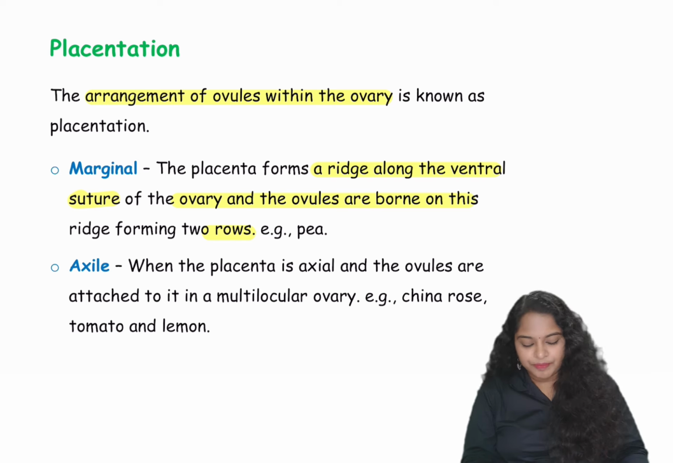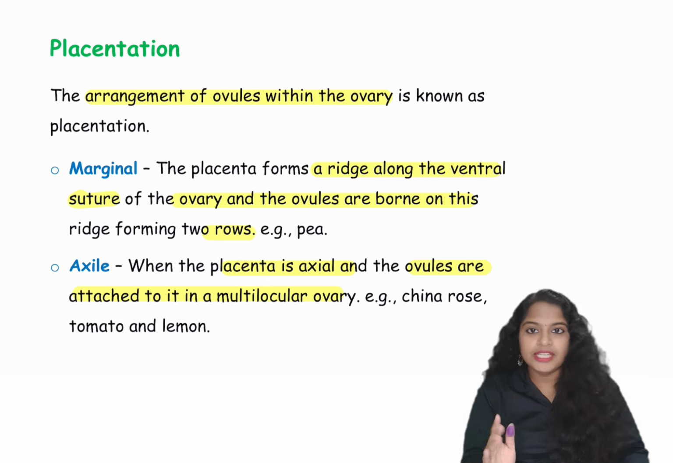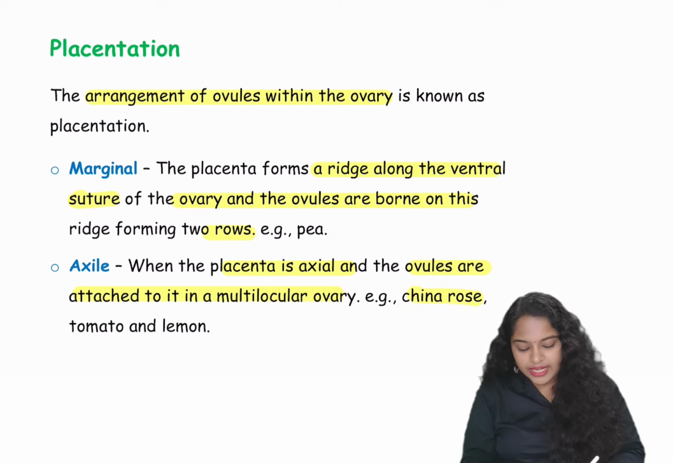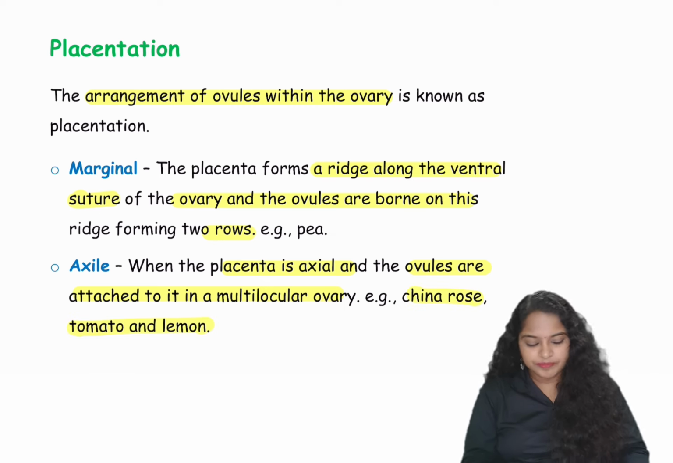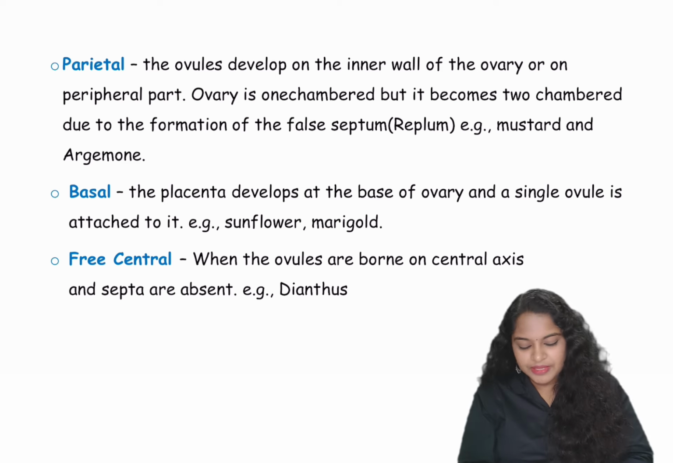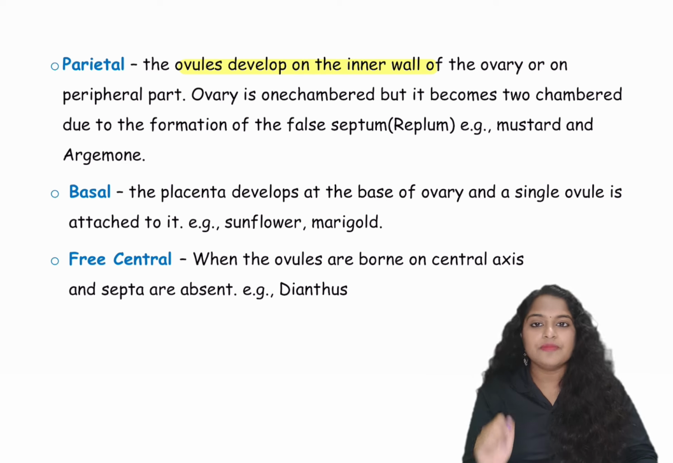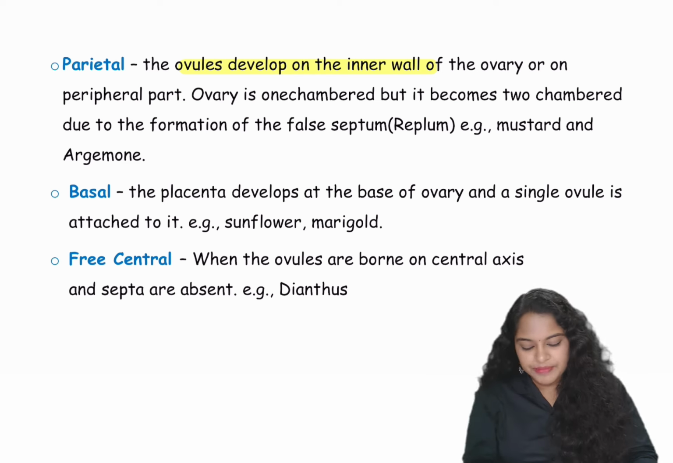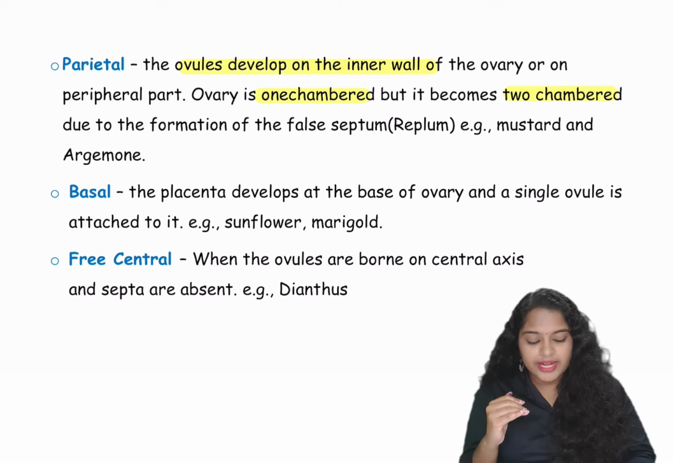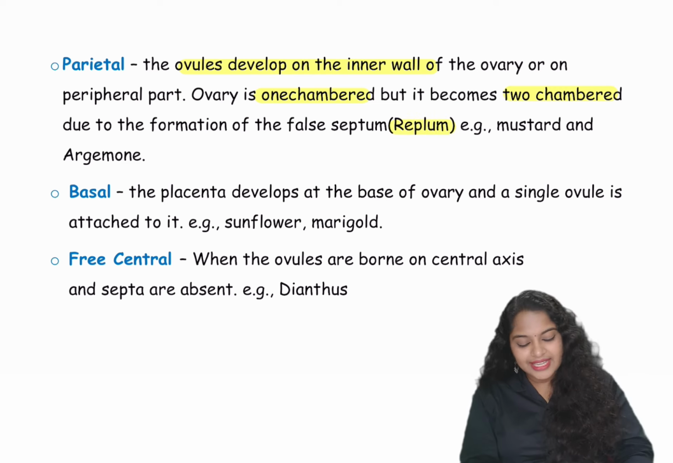Axial placentation. So when placenta is axial, the ovules are attached in a multilocular ovary, like in China rose, tomato and lemon. Next is parietal placentation. So the ovules develop on the inner walls of ovary in the parietal region. That is, parietal is the outermost part. So the ovary is one chambered, but it is divided into two chambers by the formation of a false septum called replum, like in mustard and argemone.